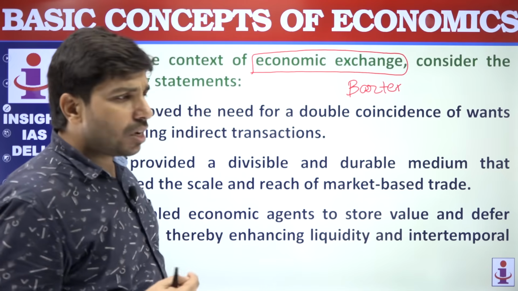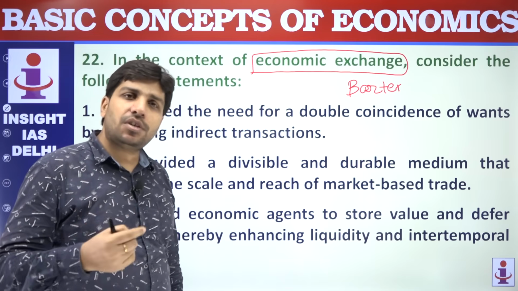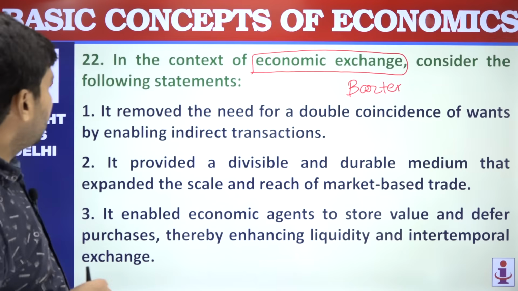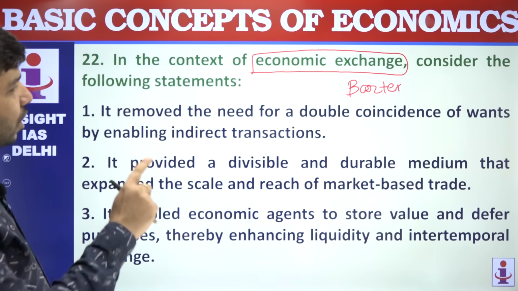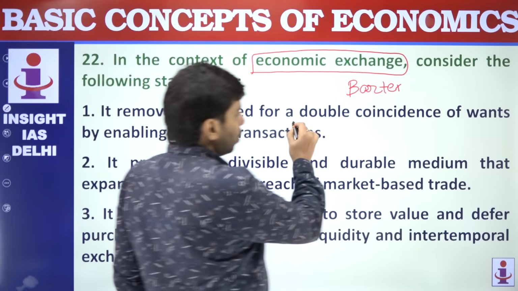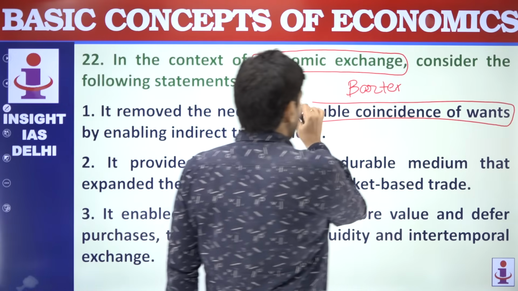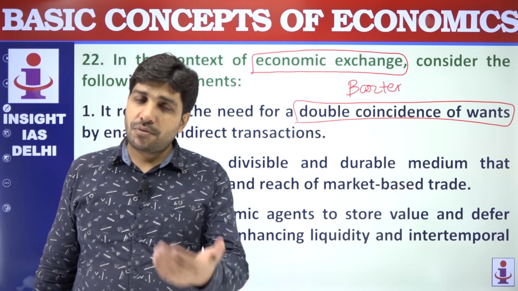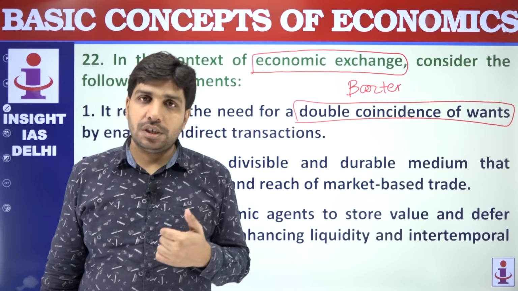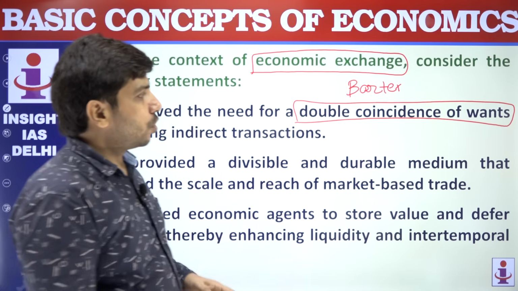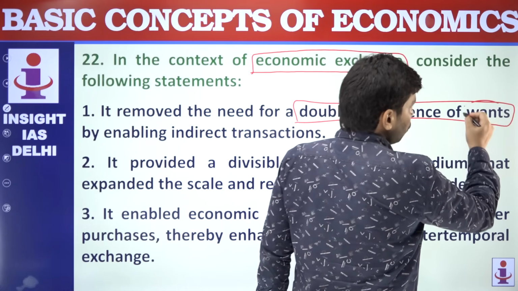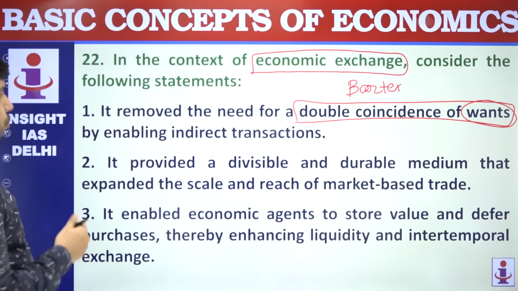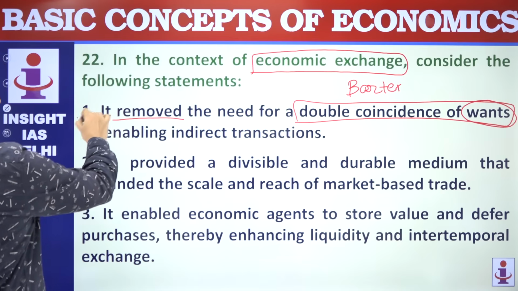But when money came, it made all these exchange activities very easy because everything got a monetary value. So it removed the need for double coincidence of wants. This double coincidence of wants, what I just mentioned: you want to sell rice, but you will have to accept something in return which you need. Both the parties should be satisfied by what is being offered. So yes, it removed it. It is correct.